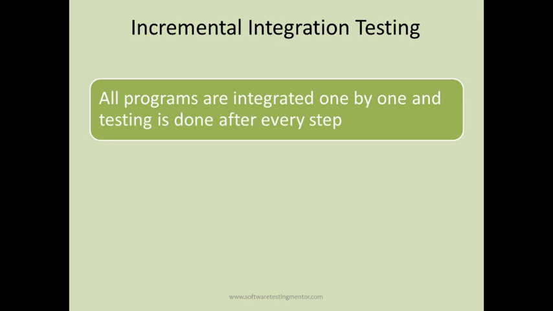So all programs are integrated one by one, and once you have a unit, you integrate it with another unit. Then you test the integration between those two units, see how the communication is going between them, and whether the expected outcome from those integrated modules is there or not. If there are any defects, they are fixed then and there rather than moving ahead with the integration of other modules. So in incremental integration, it is done one by one.